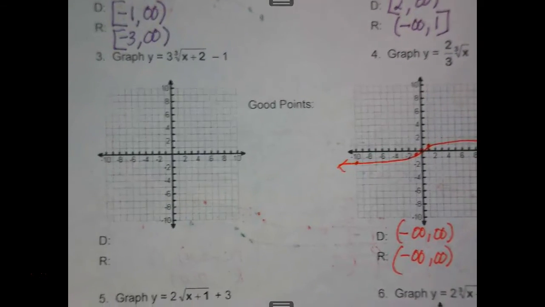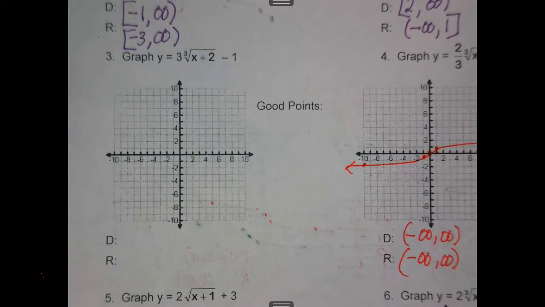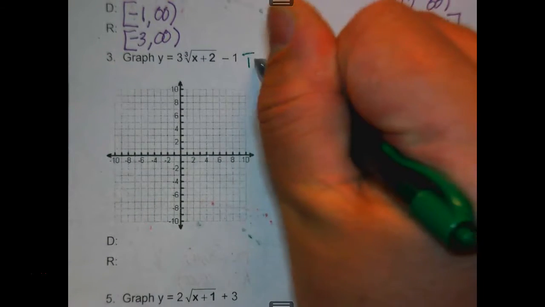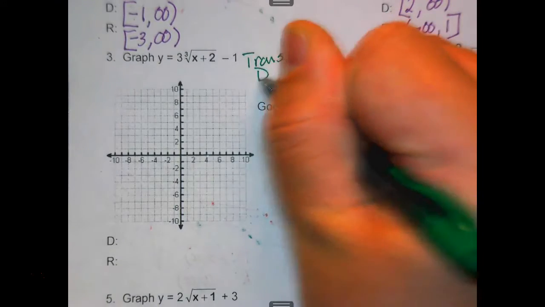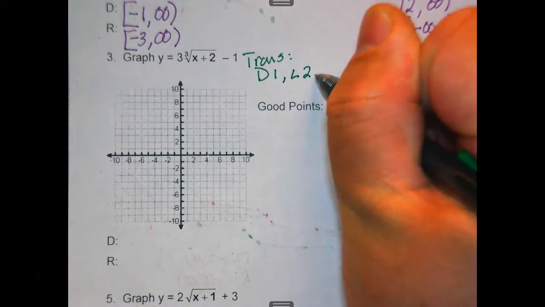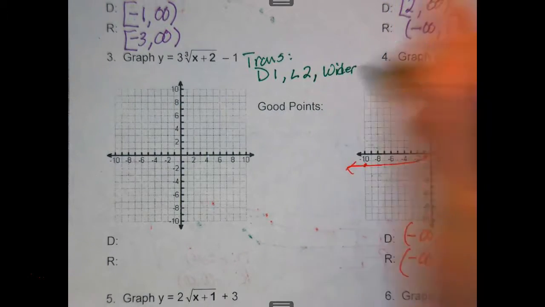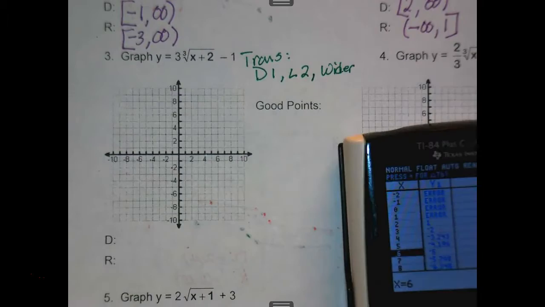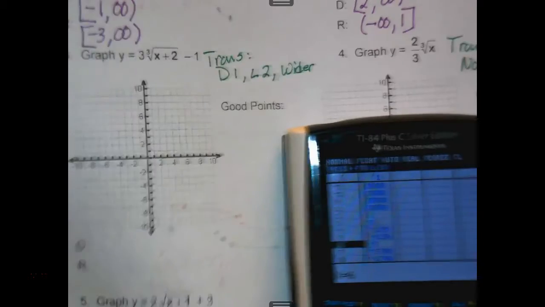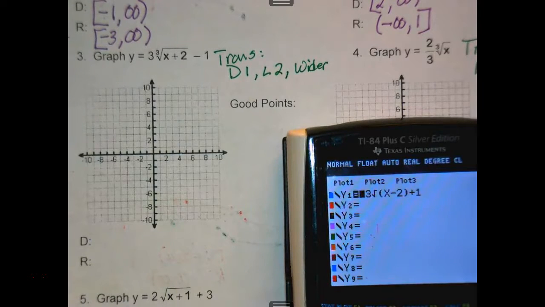All right, number 3. This is a cube function, so we're going to need 5 points. What are my transformations? And wider. Good. Let's put it in our calculators and graph it. So I have 3 cube root. I'm going to hit the math button, number 4. And I have x plus 2, parenthesis, minus 1. Graph it.